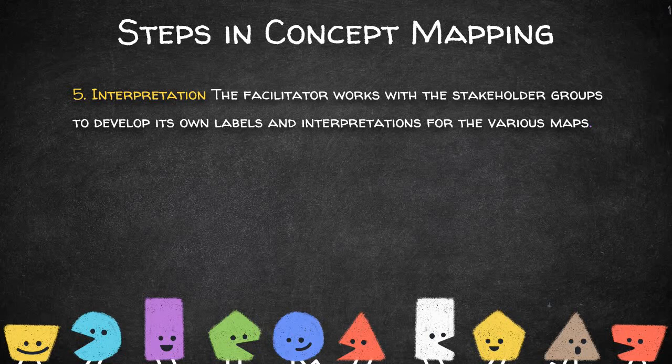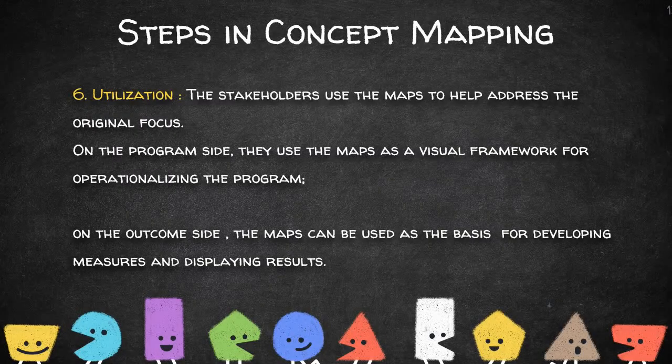Finally, your interpretation, where the facilitator works with the stakeholders group to develop its own labels and interpretation for various maps. And the sixth step is utilization, where stakeholders use the map to help address the original focus. So concept mapping is a visual representation of concepts. That is why concept mapping. So it is a visual framework for operationalizing the program.